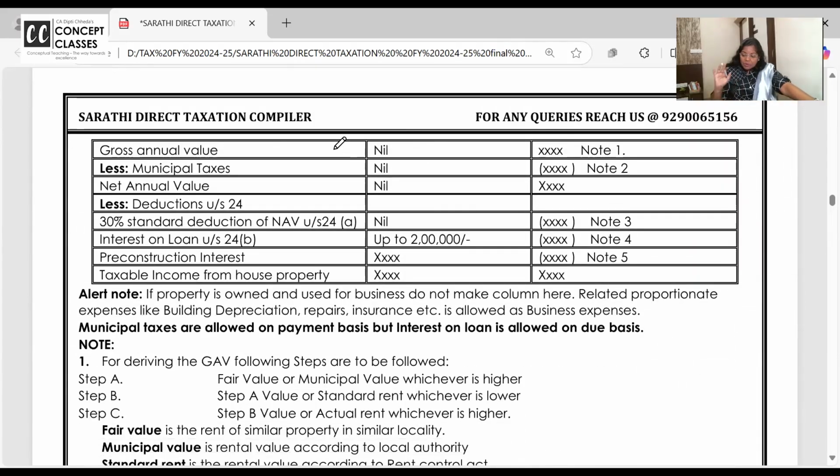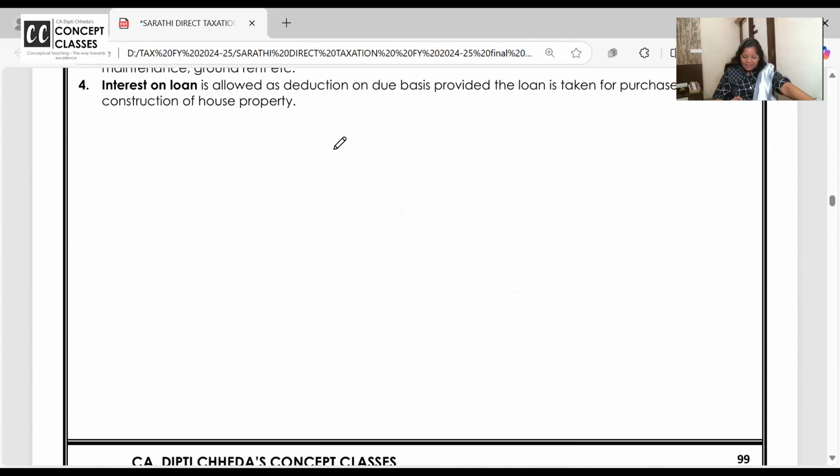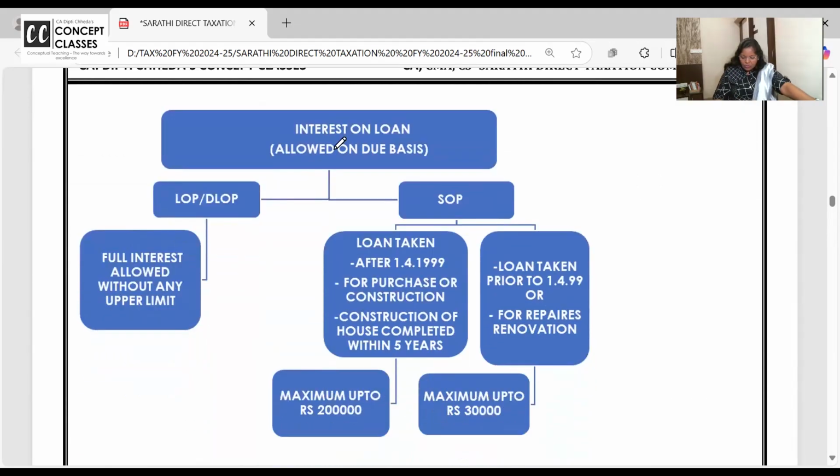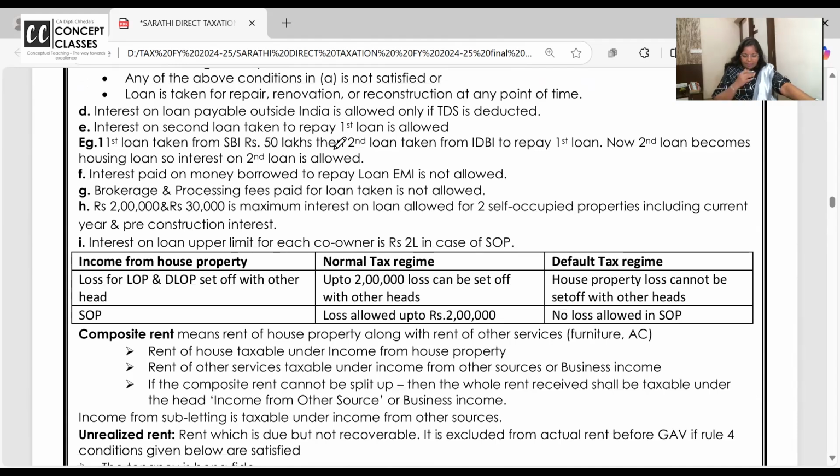So the first page is pretty clear now. What is the format? And then we did this one. Who is the owner of the house and all? Here's something, this table. I told you there are two ways of paying the tax. One is your normal tax regime, the slab rates, 2,50,000 and all. Here, the loss from self-occupied property, you can show 2 lakhs.